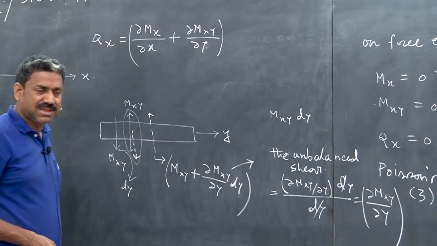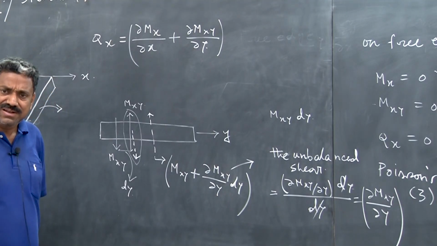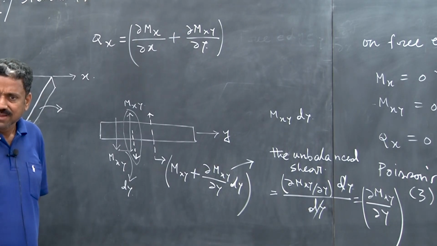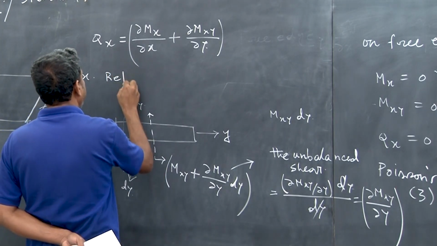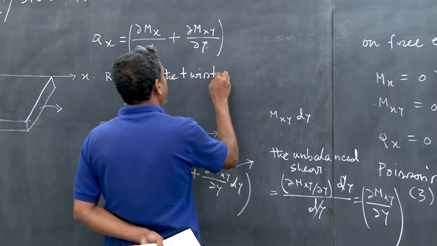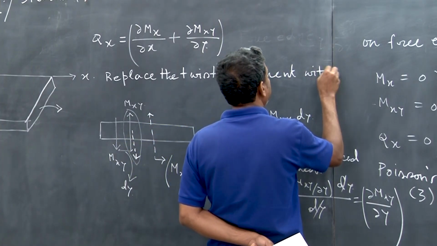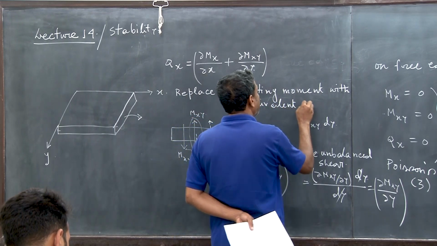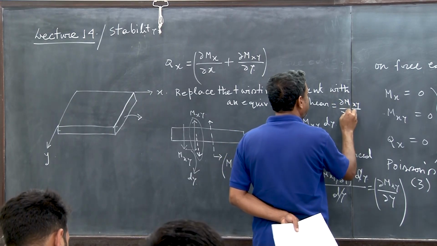So, may I replace this twisting moment with an equivalent shear? So, what is the equivalent shear? So, replace the twisting moment with an equivalent shear, and that is what is magnitude del y, right?